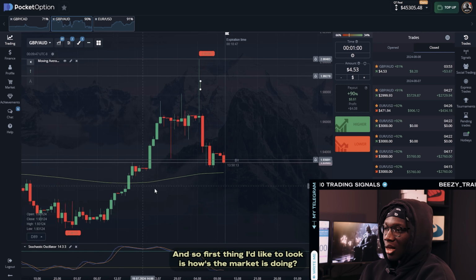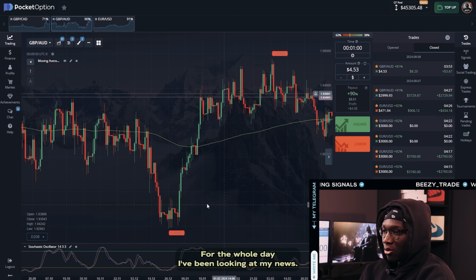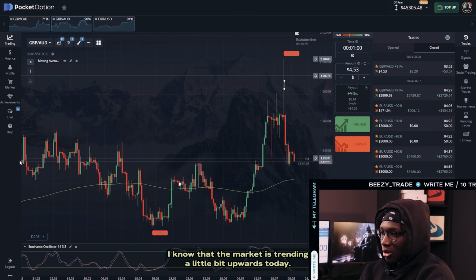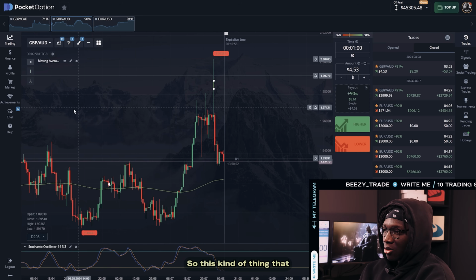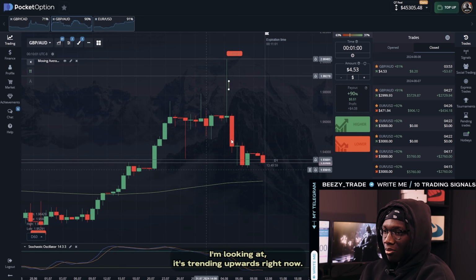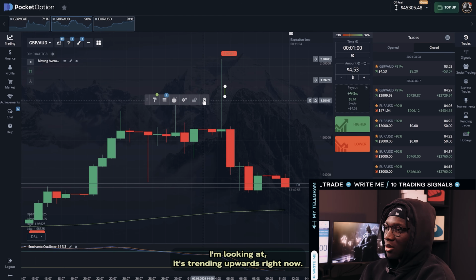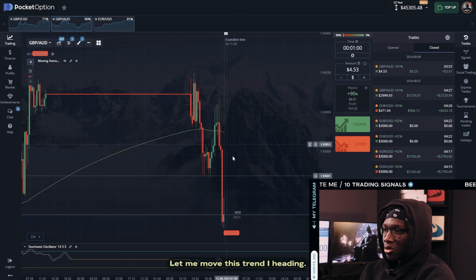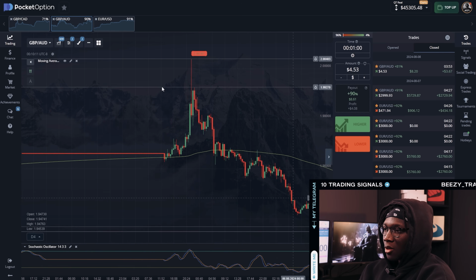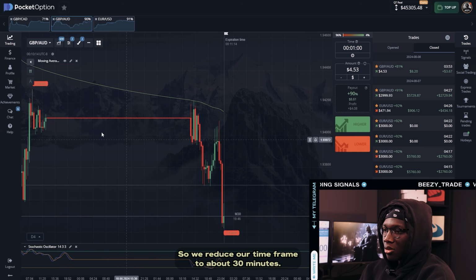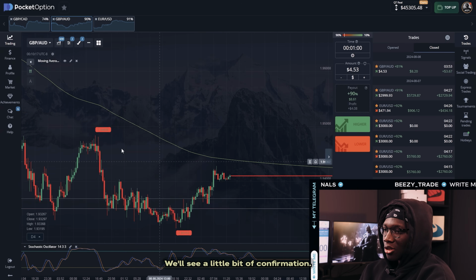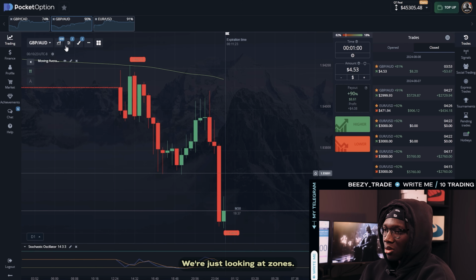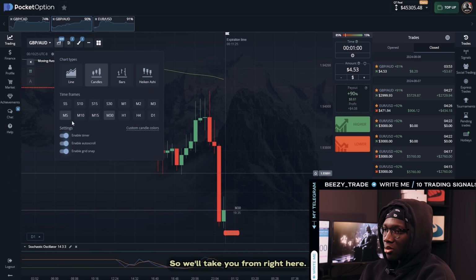First thing I like to look at is how the market is doing for the whole day. I've been looking at my news. I know that the market is trending a little bit upwards today, just at the beginning. But right now it looks like we're going through a little bit of a change. Let me move this trend I had in. Alright, so we'll reduce our time frame to about 30 minutes. We'll see a little bit of confirmation, seeing that the market has been dipping downwards. We're just looking at zones.